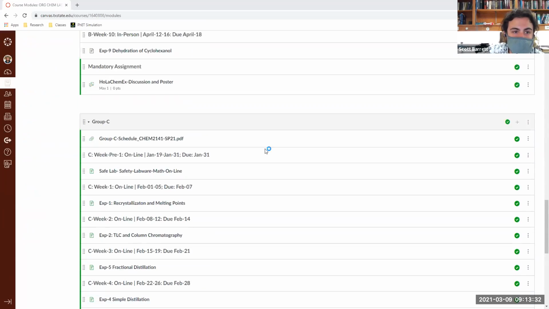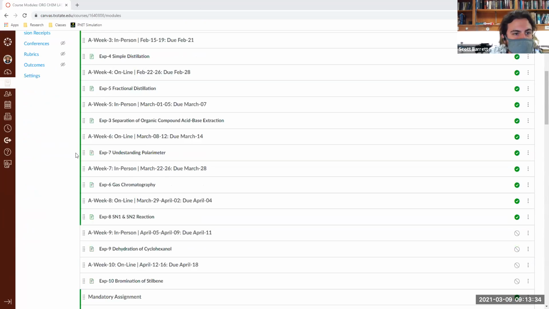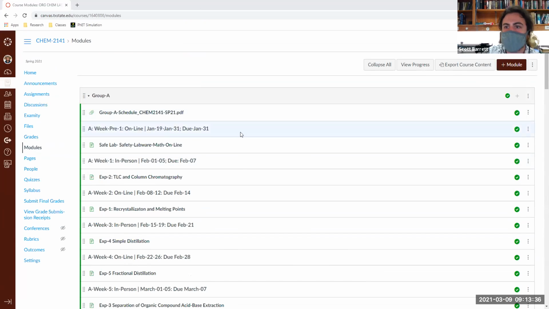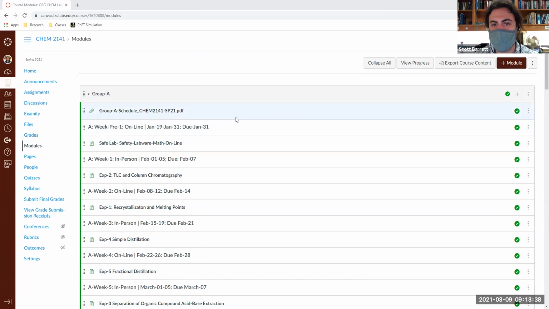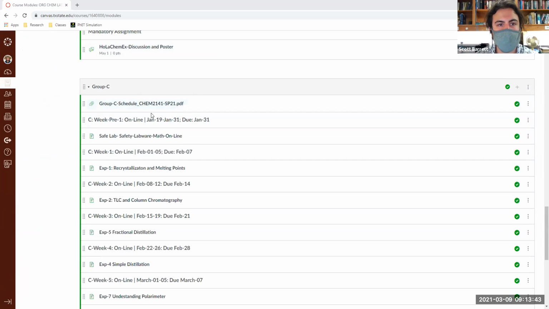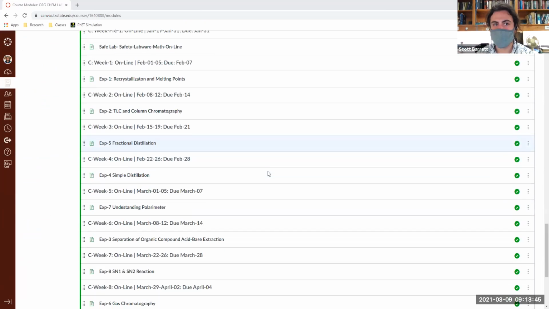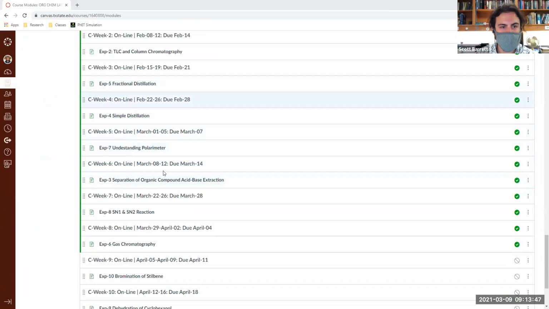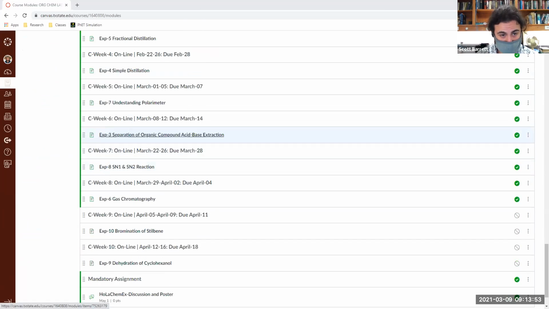All right, so as you see, if you click on modules here, like usual, when you want to access the data for the week, go ahead and scroll all the way down. You know, we're group C. You can always find your schedule here. We're back on schedule. Last week we did polarimeter. This week we're doing the separation of organic compounds, acid base extraction.